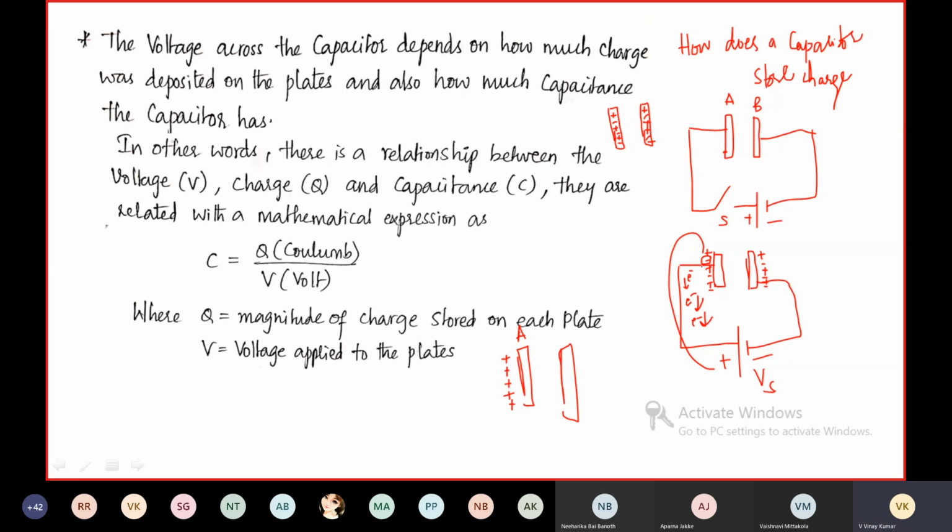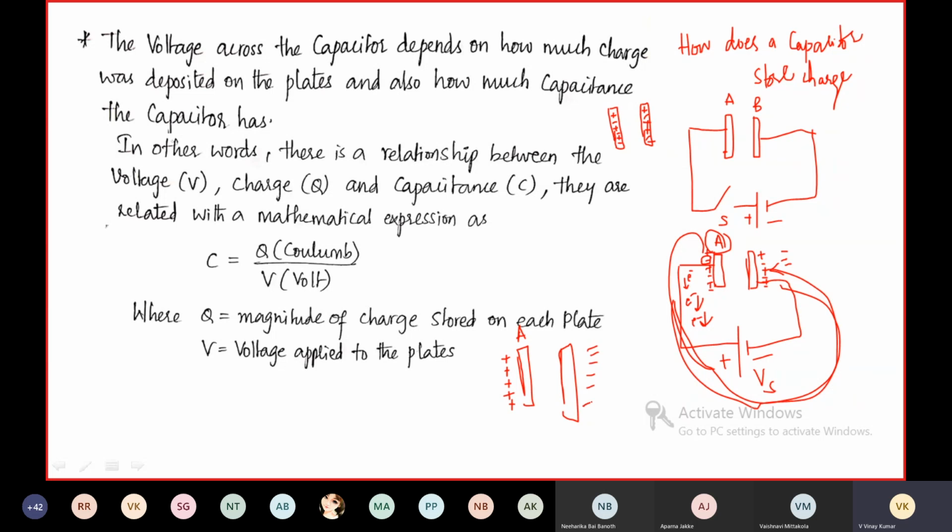These electrons detach from plate A and start accumulating on plate B, because this is the positive terminal whereas this is the negative terminal. The electrons are attracted by the positive terminal, so they start flowing away from this plate, detach from plate A, and accumulate on plate B like this.